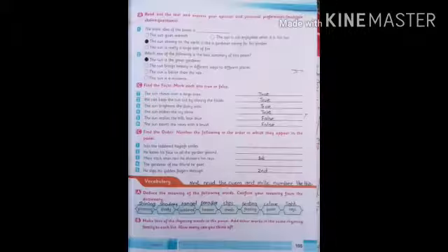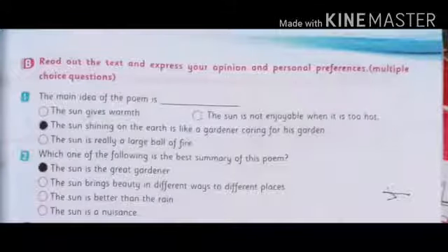This is our lecture number 7. This lecture is at page number 105. The part is B. Read out the text and express your opinion and personal preferences. Multiple choice questions. The first statement is, the main idea of the poem is.